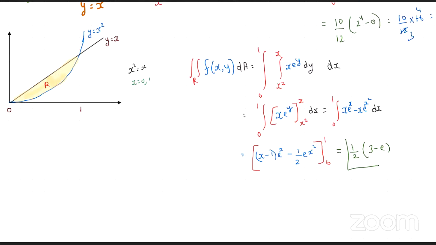Now, if we substitute the limits, e to the power of 0 would be 1, and the result will be 1 by 2 e. Oh yes, I've done that. Okay. Awesome.